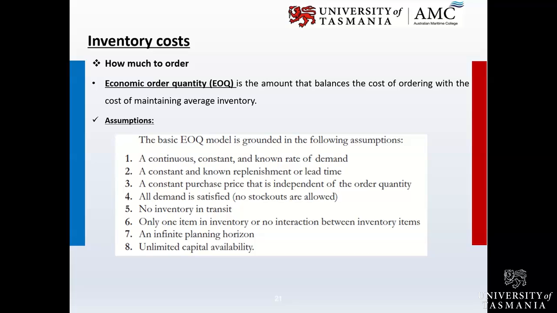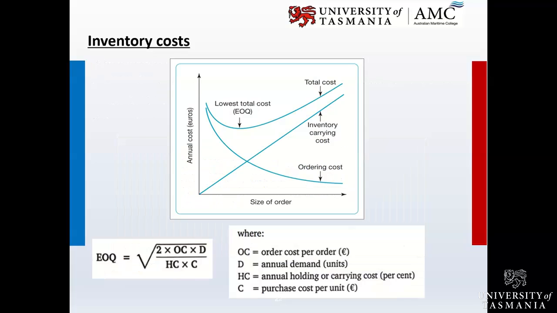Now the next question is how much to order. We are going to introduce the economic order quantity, or EOQ model. This model is based on some assumptions, and when these assumptions are met, you can do some mathematical operations. You will get the formula of EOQ.